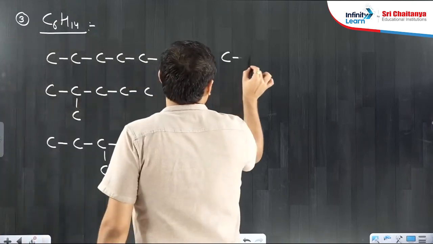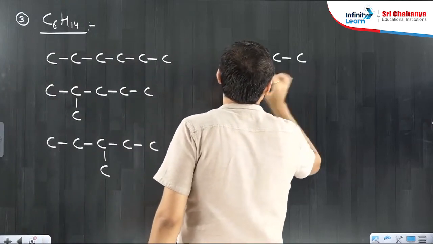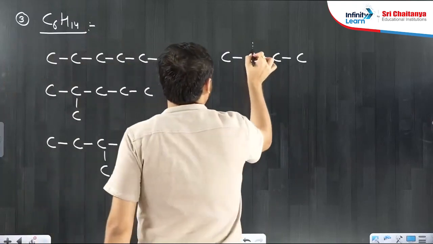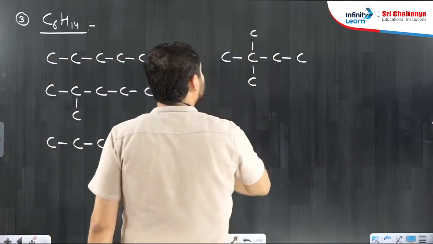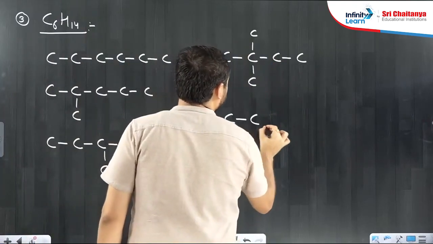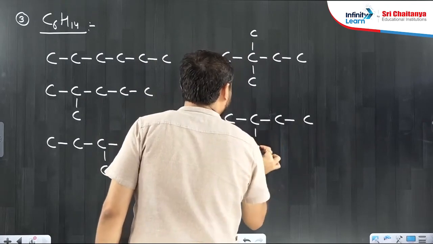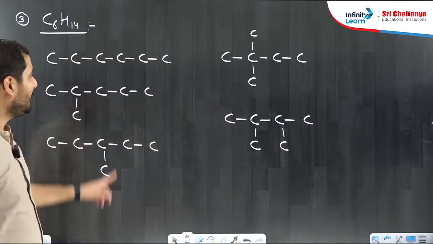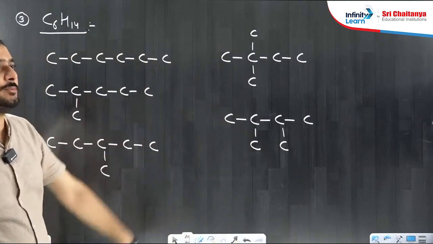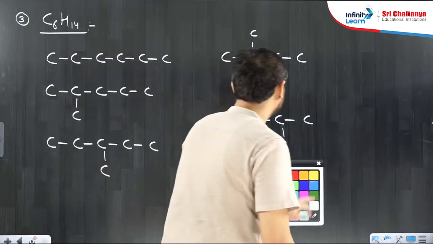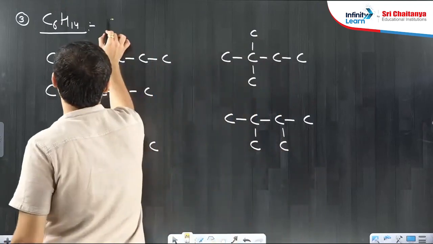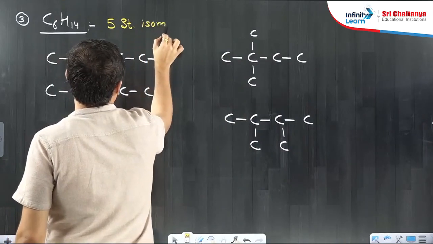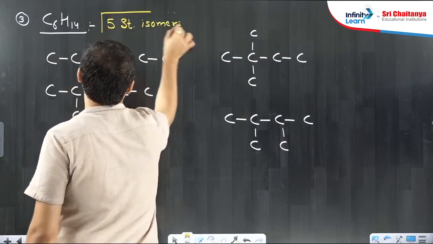Next case is 4 carbon atoms in straight chain. How many carbon atoms? 4. Now how many methyl branchings are present? 2. Both methyl branchings are at the second position. Or 1 methyl at the second position, 1 methyl at the third position. So how many structural isomers are possible? 5 are possible. So for C6H14, 5 structural isomers are possible.